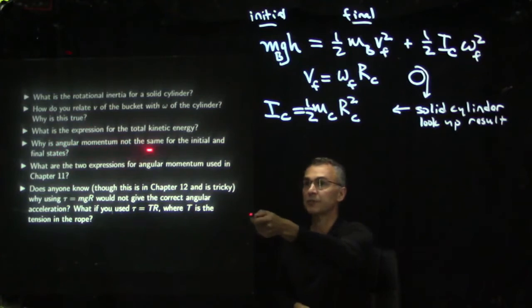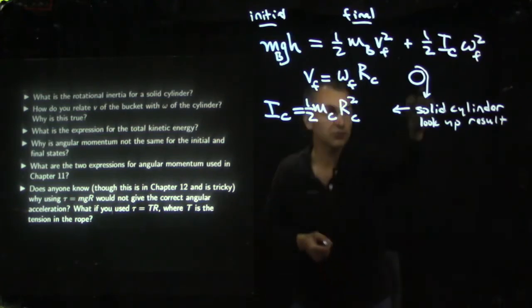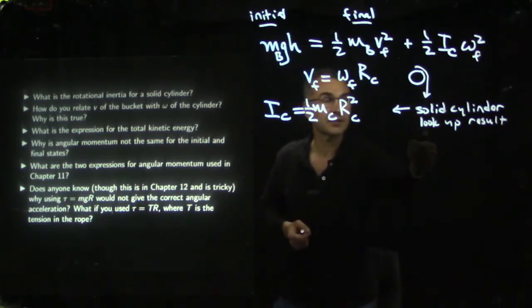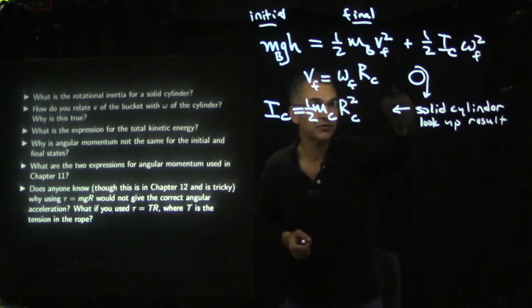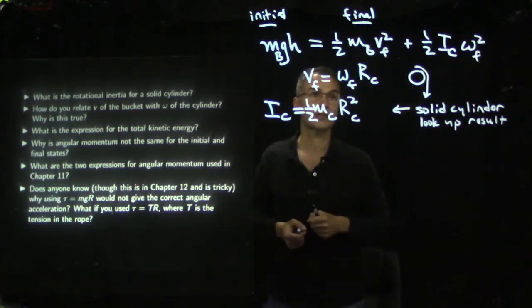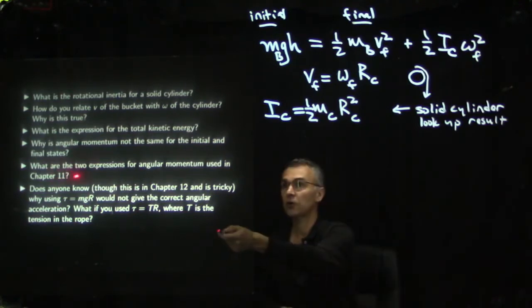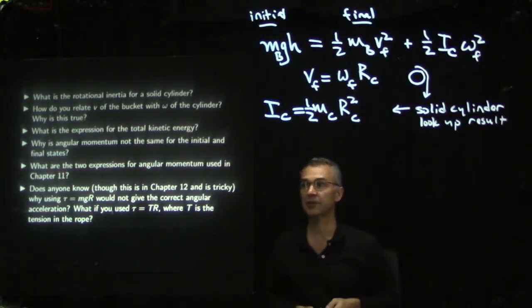Why is angular momentum not the same for the initial and final states? Well, we haven't studied torque yet, but it turns out that the external force of gravity acting on the bucket is applied in such a way that it tends to make the cylinder rotate faster and faster. So that's an example of being rotationally non-isolated. That's an external torque, even though we won't know until next week what torque means. Oh, what are the two expressions for angular momentum used in chapter 11? We'll get to that in a minute.